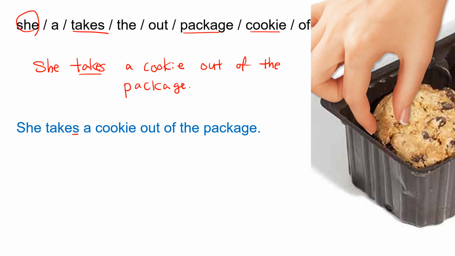And we need to pronounce this, so read it together. She take. She takes. She takes a. She takes a cookie out of. Out. Out of. And this vowel, so when T comes between two vowels, it flaps. Out of. More like R here, out of. She takes a cookie out of the package.